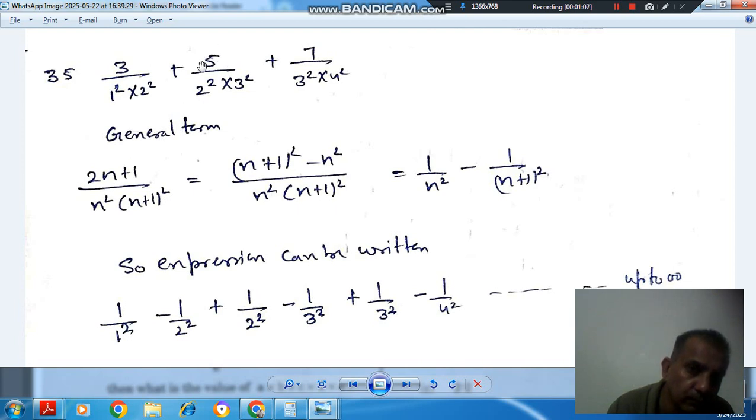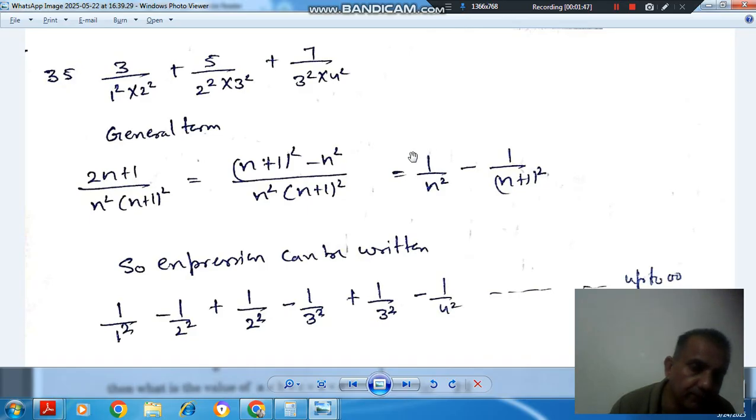If we take 2 then this will be 5 and this will be 2 square, this will be 3 square. So this is a general term in the expression. So this 2n plus 1 divided by n square multiplied by n plus 1 whole square can be written as n plus 1 square minus n square divided by the same thing, that is n square into n plus 1 square. Here n plus 1 square is n square plus 1 square plus 2n, and minus n square means the same thing, 2n plus 1. So this can be written like this.